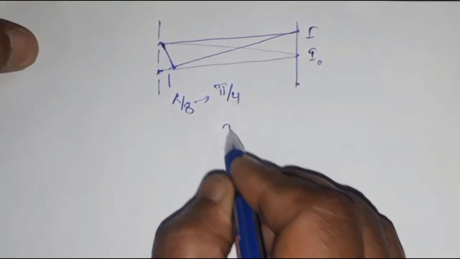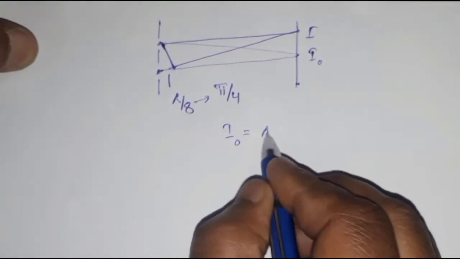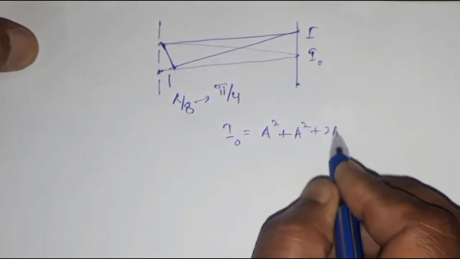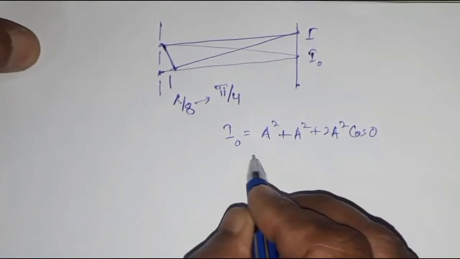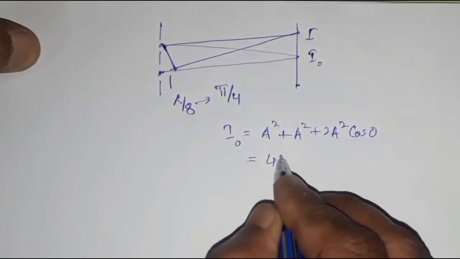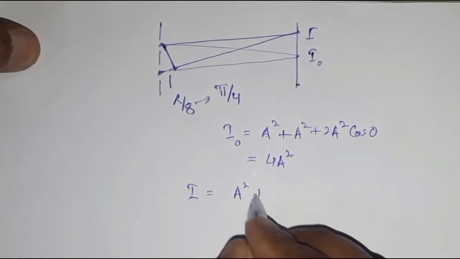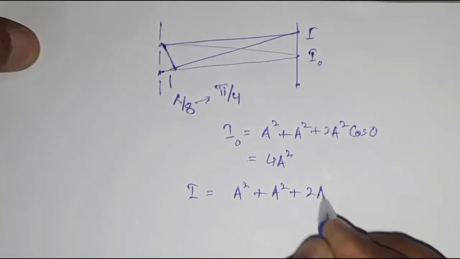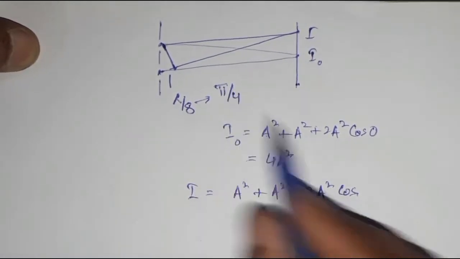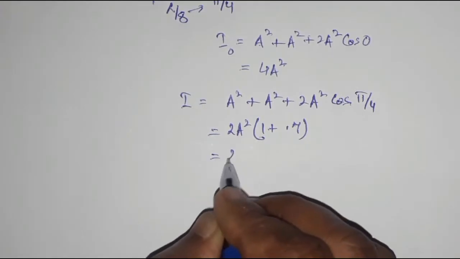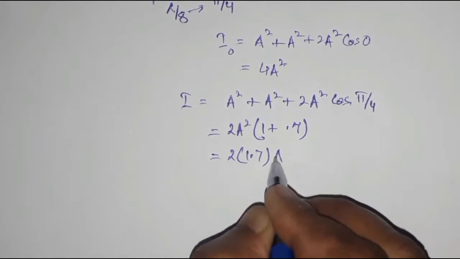I naught can be found out like this. I naught is equal to A square plus A square plus 2A square cos 0, if A is the amplitude of each wave. That is, you can find this as 4A square. And what is this I? I is equal to A square plus A square plus 2A square cos pi by 4. That is 2A square into 1 plus cos pi by 4, which is 0.7. That is 2 into 1.7 A square.